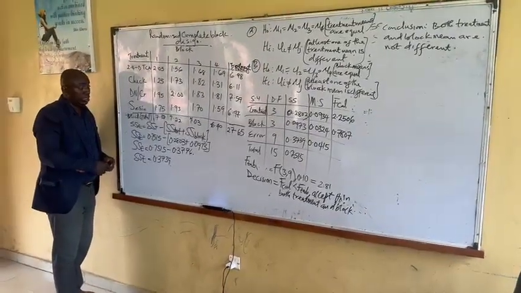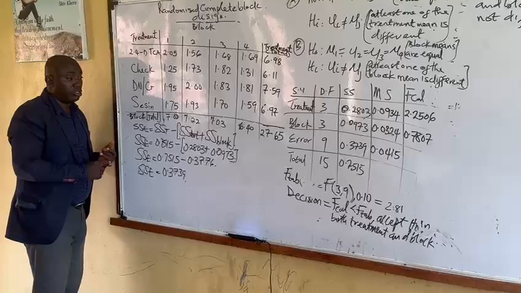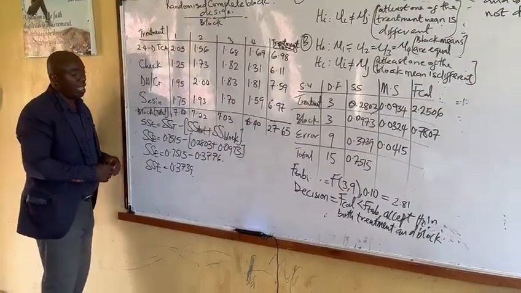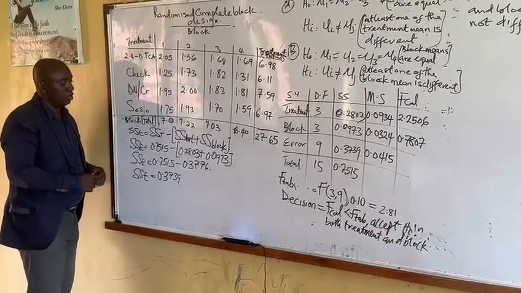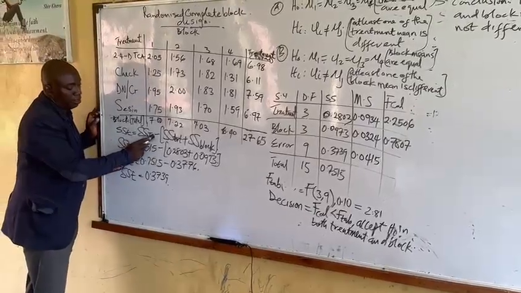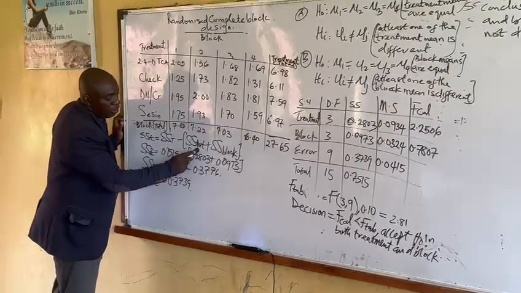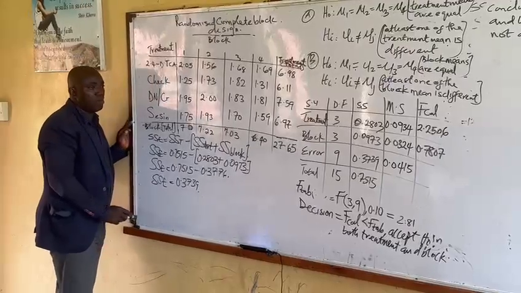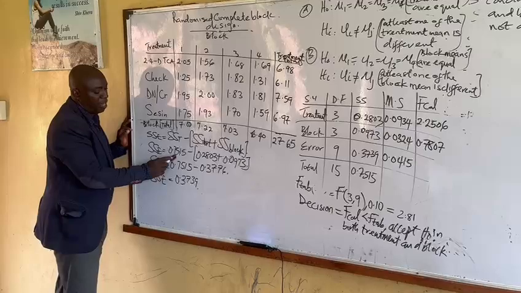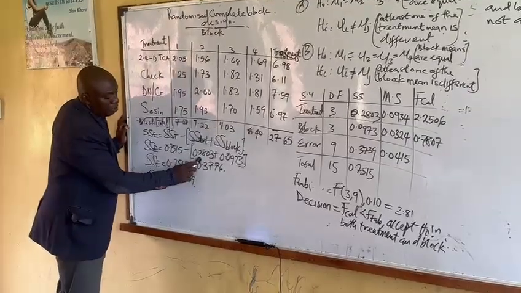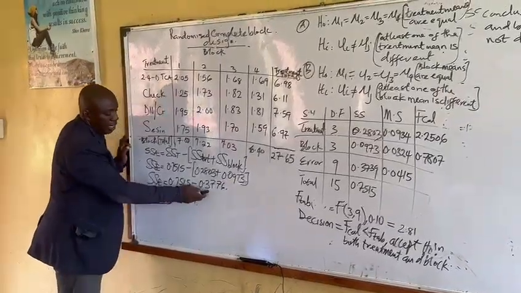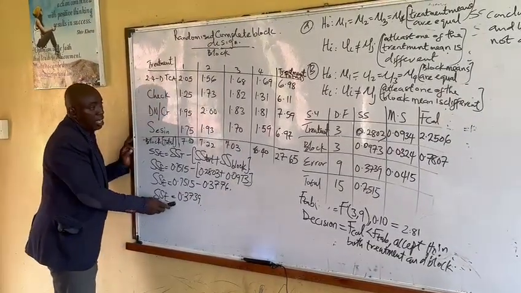After we have gotten the SS total, SS treatment, and SS block, the next thing is to evaluate what SS error is all about. The sum of square error is equal to sum of square total minus the sum of square treatment and sum of square block. So we have SS error equal to sum of square total, 0.7515, minus sum of square treatment, 0.2803, plus 0.0973. So we add them together, bringing it out, giving us sum of square error.